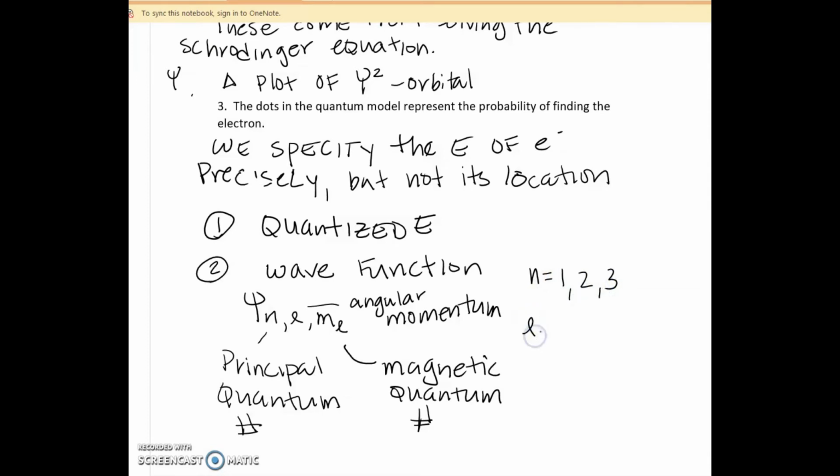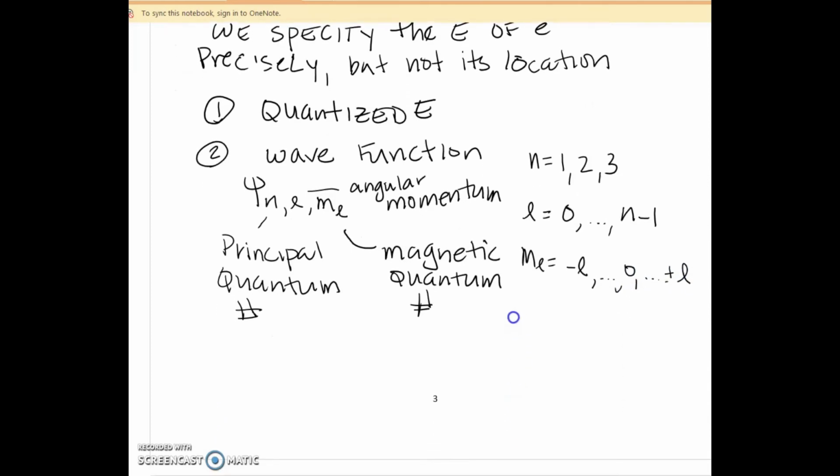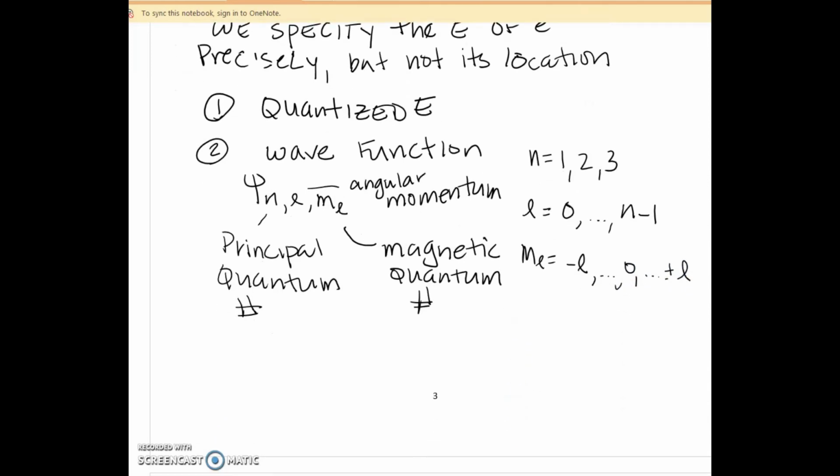And L is going to be represented by a series of numbers. We start from 0 and continue until we get to n minus 1. And then m sub L, we start at minus L, go through 0, till we get to a positive L. This will make more sense in the future, but I want to start to talk about it here. So this describes a particular wave function.